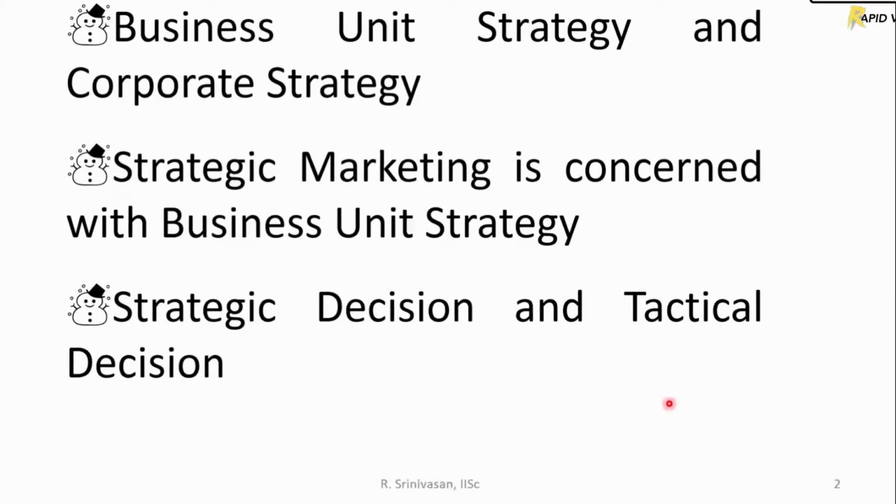When we are looking at strategic marketing, we are looking at the business unit strategy. When we are looking at the corporate strategy, we are looking at the strategy of the company as a whole. So the business unit strategy looks at the individual business units. The corporate strategy looks at the company as a whole. There are few things which are very critical to any company.